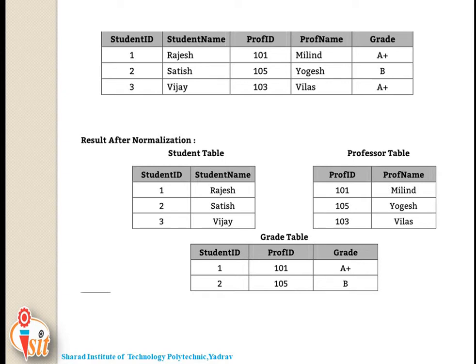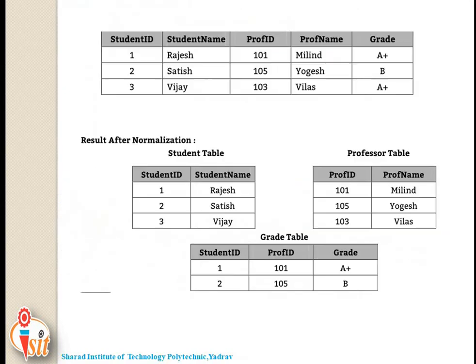To make the table comply with second normal form, we can break it into three tables. Likewise, you can see here the first table is broken down into three tables because we don't want to lose the data. That's why the result after the normalization, that is second normal form, should be like this. There is a breaking of a single table into three tables, that is student table, professor table, and grade table. This is all about the second normal form.